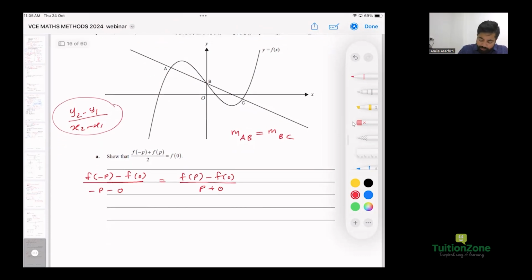Now we can simplify things. What we can do here, f of negative p, we can cancel the p out if you want, the one remains. And then we try to get what they want. So it looks like this negative 1, you can bring it to the other side and multiply the whole thing.